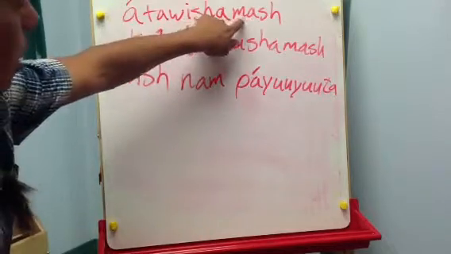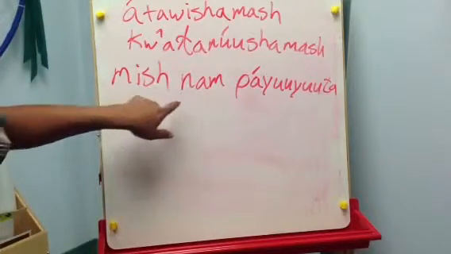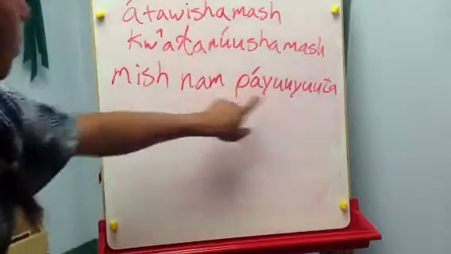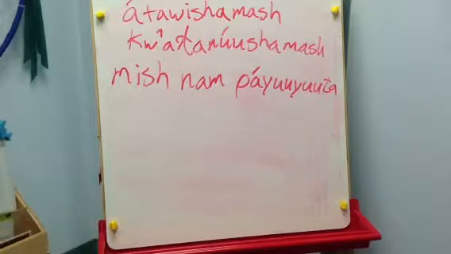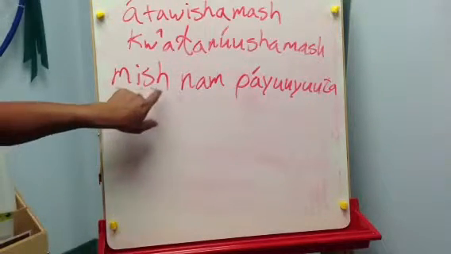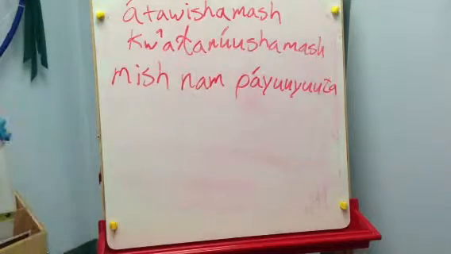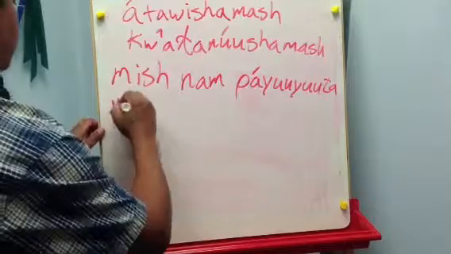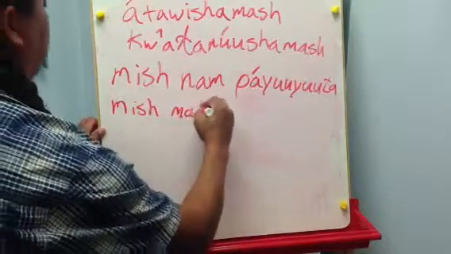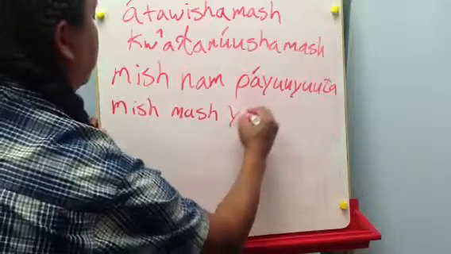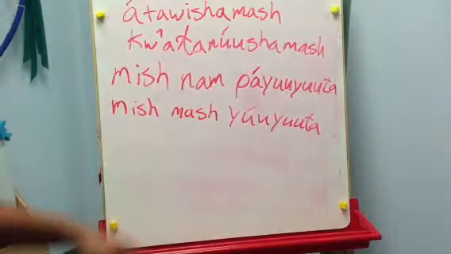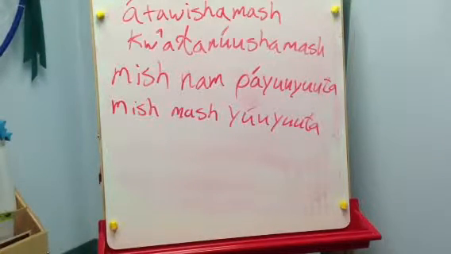So here's mash, I to you, and here's you to me is num pa. You have the num and you have the accented pa onto your verb, and that's how you say you to me. Mishnam payu yuta. Will you call me? And if it's can I call you, then it would be mishmash you yuta. Or will I call you?